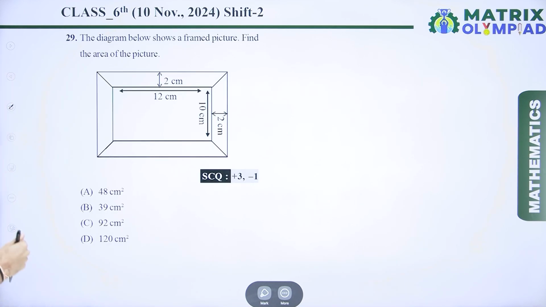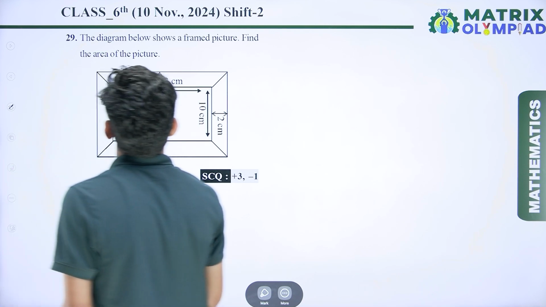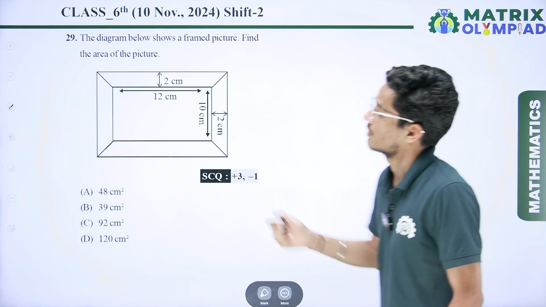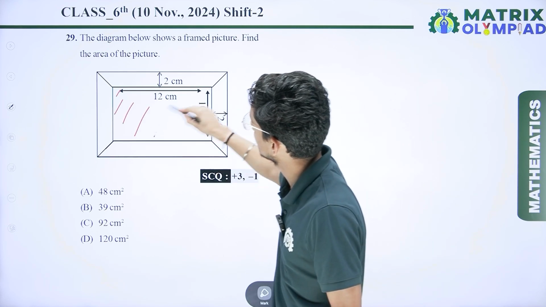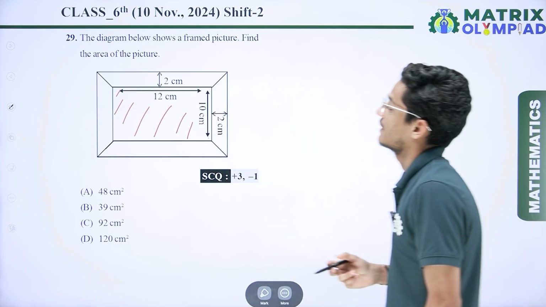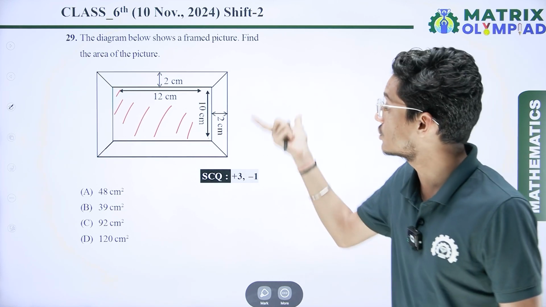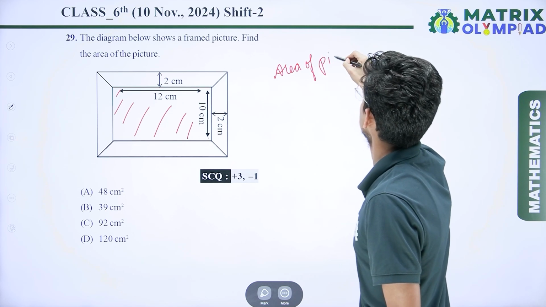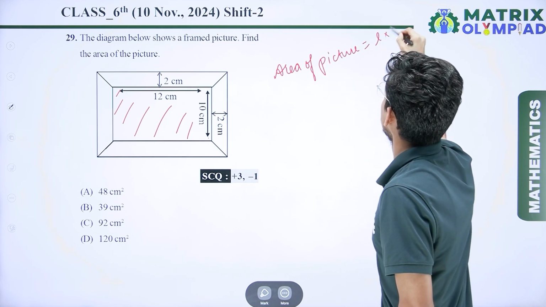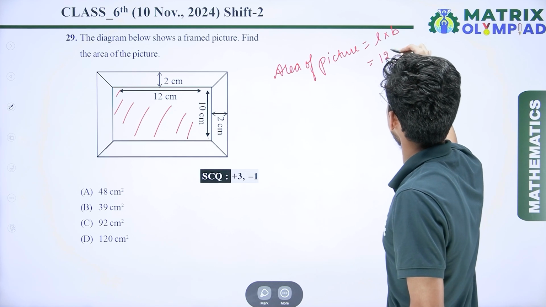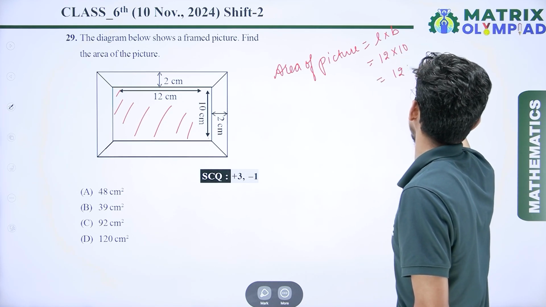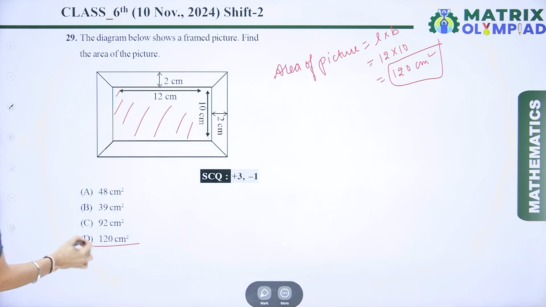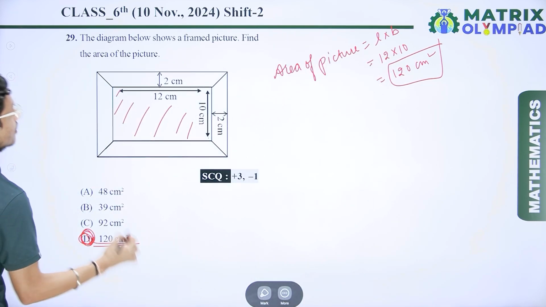So now if I talk about the next question, that is the diagram below shows a framed picture. Find the area of the picture. Here we have given the breadth, that is 10 centimeters, and the length, that is 12 centimeters. So we know the area of the picture is length multiplied by breadth. Length is 12 and breadth is 10. If I multiply, I get 120 centimeter square. So where is 120 centimeter square? Here. So option number D is the correct answer.